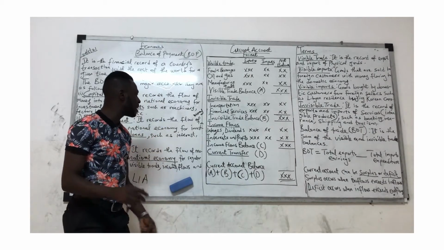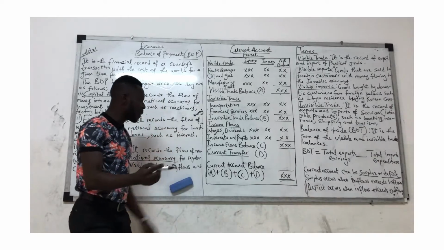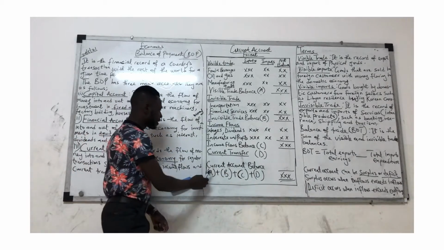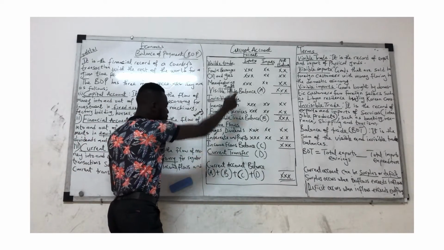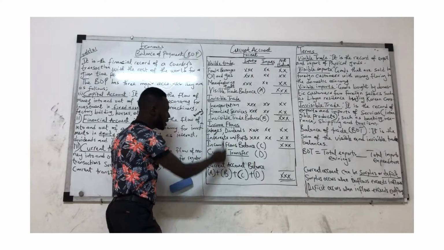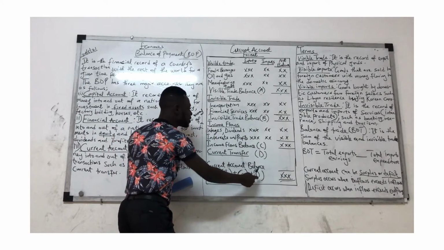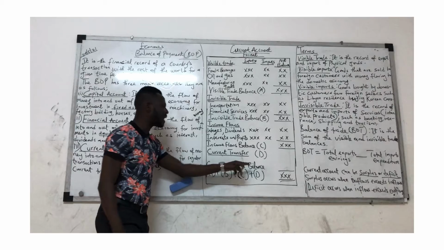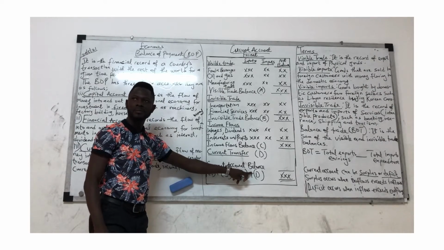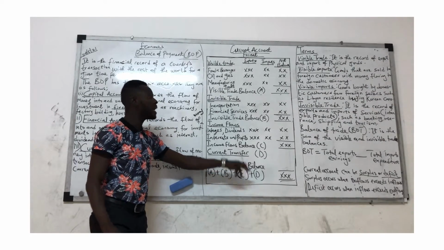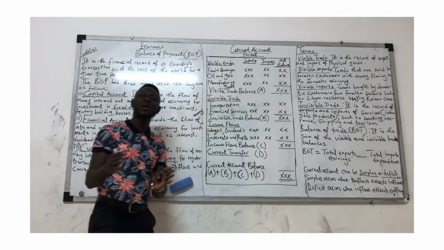So, how do we calculate our current account balance? Our current account balance is what? The visible trade balance plus invisible trade balance plus income flow plus current transfer gives us our what? Current account balance. Do we get it? So at the end of it all, we need to get our current account balance.